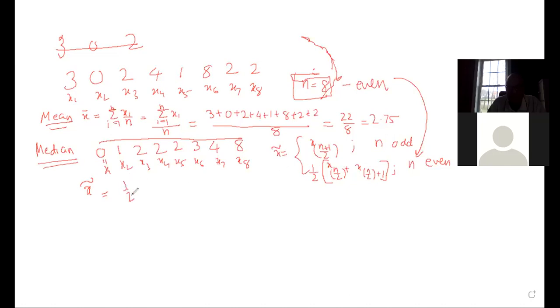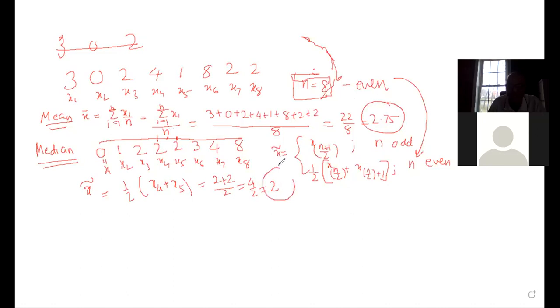So I can say that is 1 by 2, then x4 plus x of n by 2 plus 1, 8 by 2 is 4 plus 1, 5. So plus x5. You can see my x4 is over here and x5 is over here. x4 plus x5 is 2 plus 2 divided by 2. So 4 divided by 2 is equal to 2. That means my median is equal to 2, and you can see my mean was 2.75 and my median is 2.